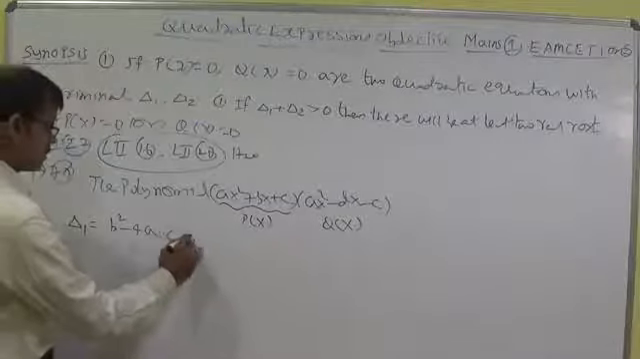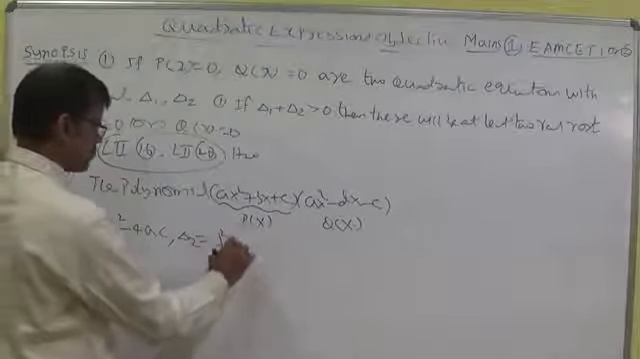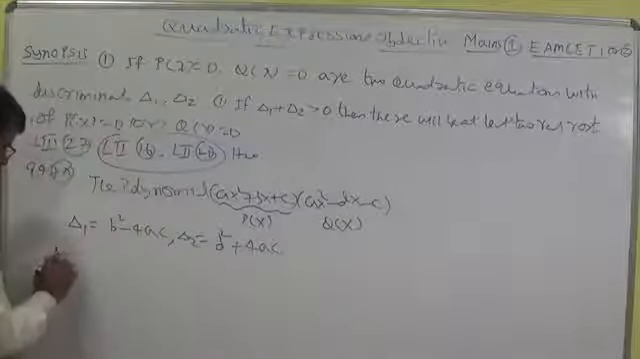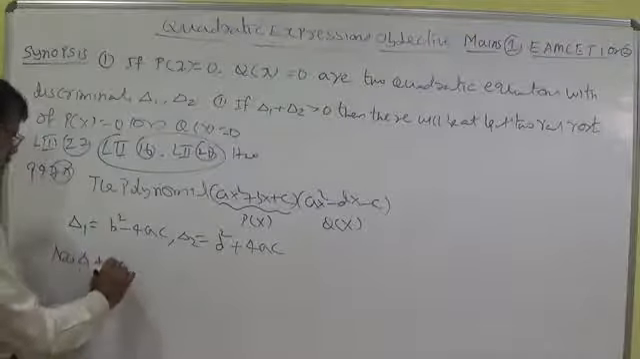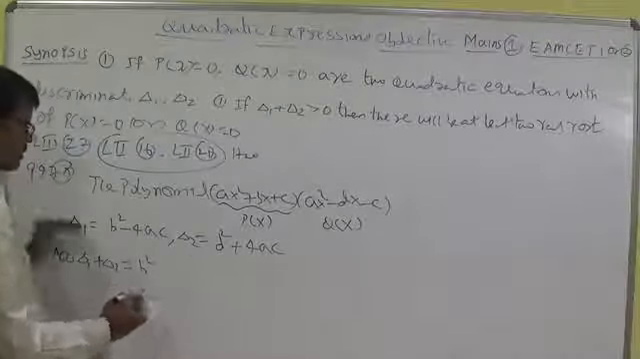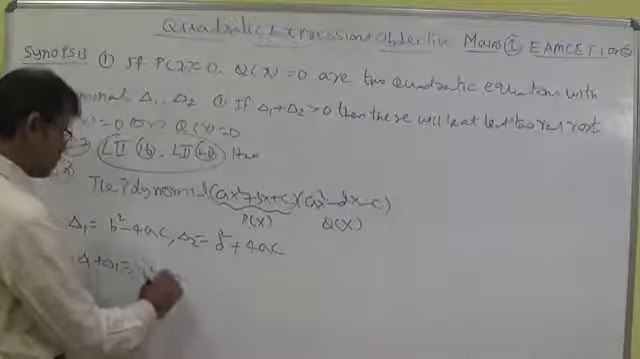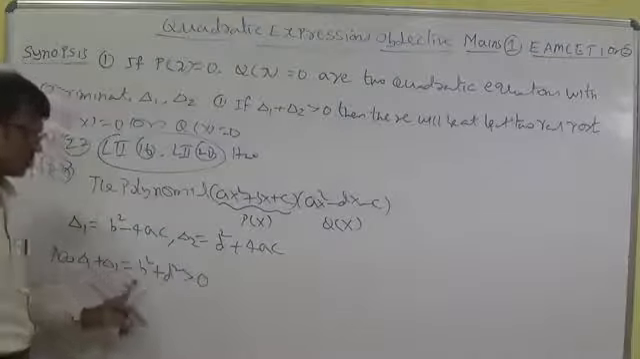Next, delta 2. Delta 2 is equal to d square minus, minus becomes plus, 4ac. Now we can write delta 1 plus delta 2. Delta 1 plus delta 2 we can write as b square minus 4ac plus d square minus 4ac. Minus 4ac plus 4ac gets cancelled. So b square plus d square.